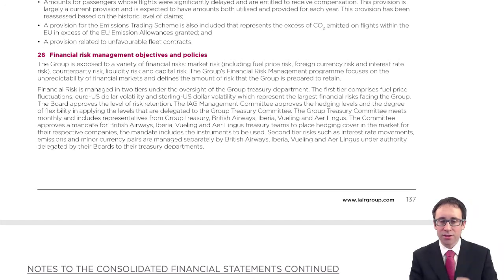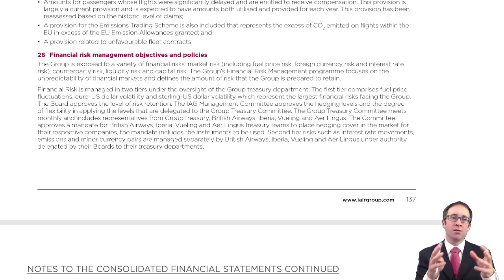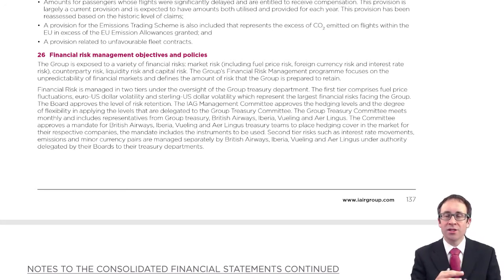Foreign currency risk, because if the financial statements are presented in one currency and tickets are sold in another, then you've got that foreign currency transaction risk. There's interest rate risk attached to the borrowings that they have. And then it starts talking about counterparty risk, liquidity risk, and capital risk.